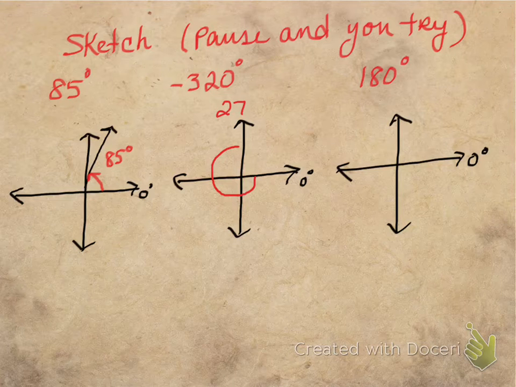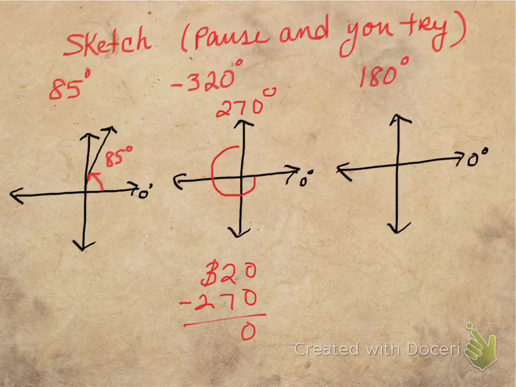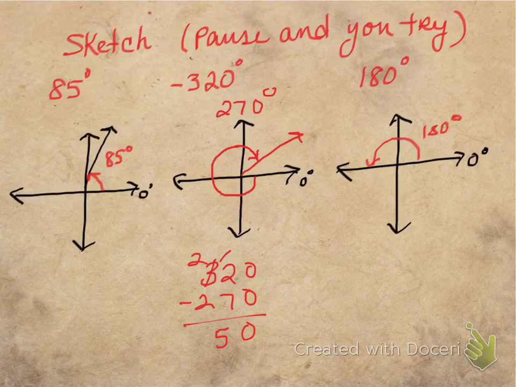So 85 degrees is just 5 degrees below the 90. We went in a counterclockwise direction. Negative 320. Well, I've started it there. I've gone 3 quadrants, which is 270 degrees, but I need a little bit more. So 320 minus the 270, I need another 50 degrees, a little bit below halfway. And 180 was pretty simple. You start at 0 and you go half a circle. That's the indicator for 180 degrees.